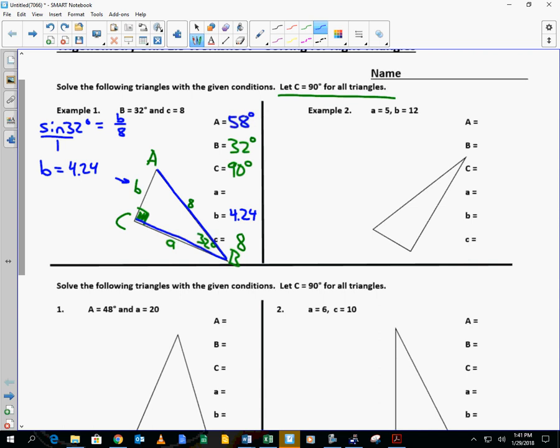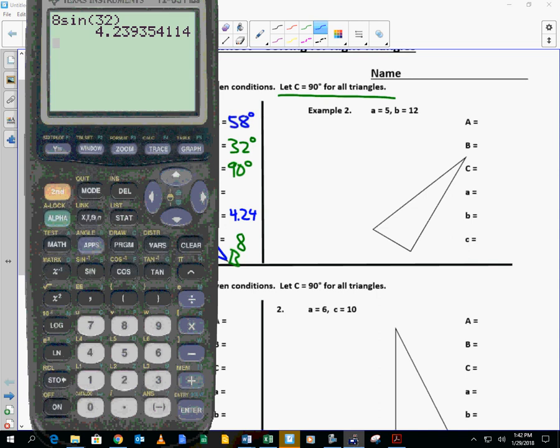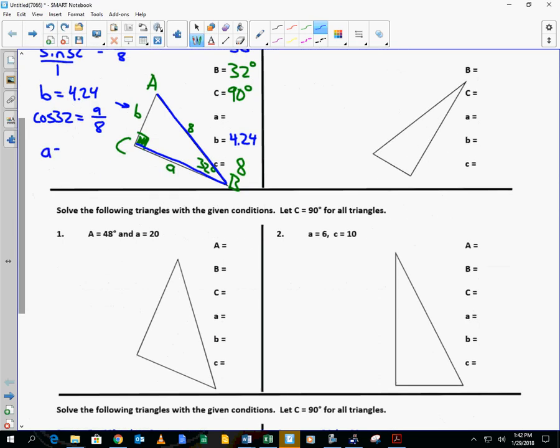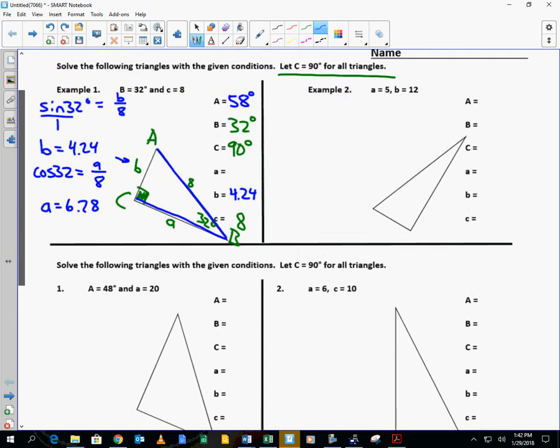How do I find A? Pythagorean theorem, or cosine of 32 is equal to A divided by 8. Most people use the Pythagorean theorem. That's absolutely fine. I'm going to do 8 times the cosine of 32 to get 6.78. Or you could use tangent. Yep. We're all clear?